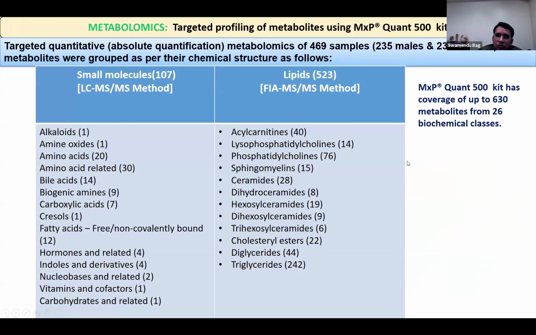So till now we have analyzed 469 samples. Among them 235 are males and 234 are females. In this Biocrates kit, we are targeting 630 metabolites, including small molecules and lipids. There are 107 small molecules and 523 lipids.